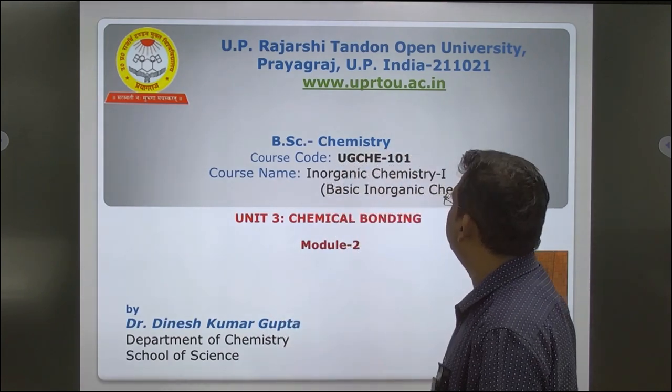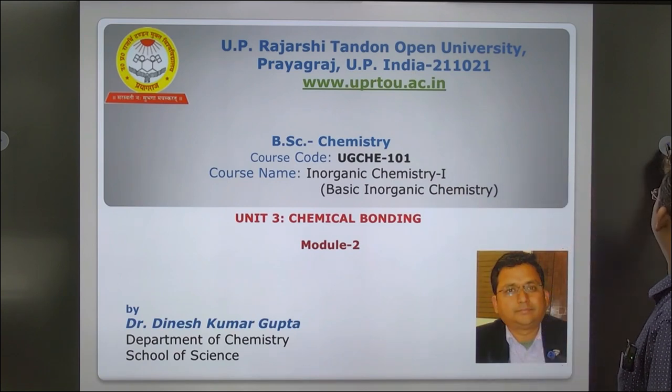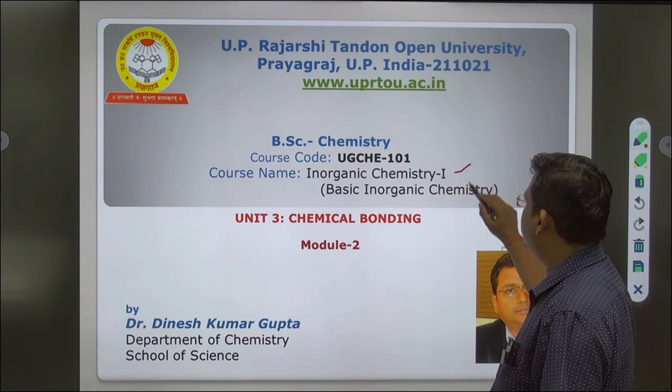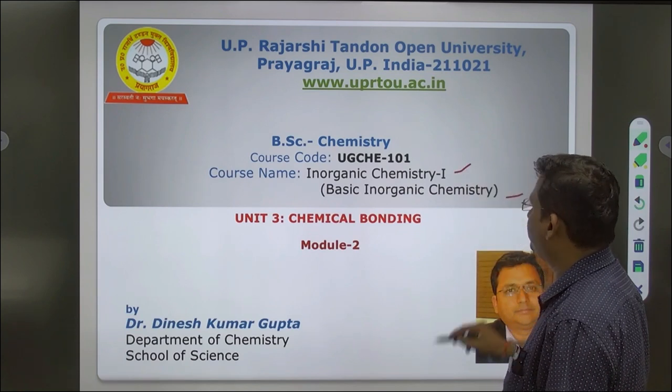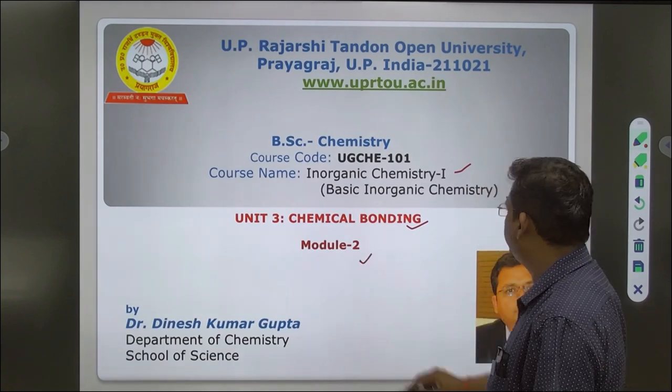Today, we start B.Sc Chemistry, UGCHE-101. Course name: Inorganic Chemistry 1, Basic Inorganic Chemistry, Unit 2, Chemical Bonding, Module 2.